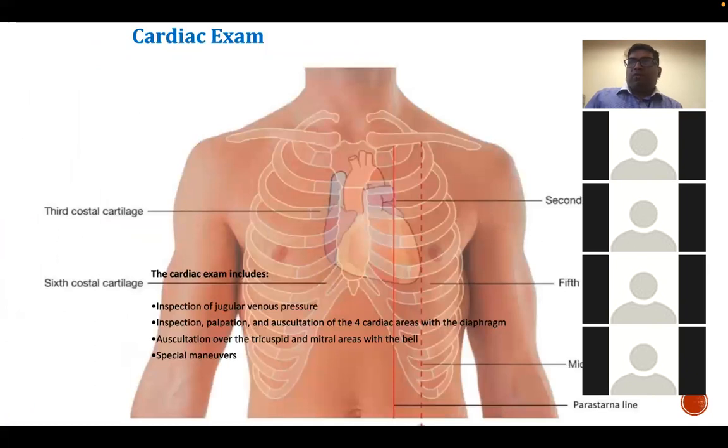Okay, for the benefit of everyone, I can understand it is a lot of theory for everyone to be able to digest. So that's why I will try to show you some pictures and summarize the whole cardiac examination in a few minutes. Quick synopsis. As you may see over here, these are the different anatomical landmarks.